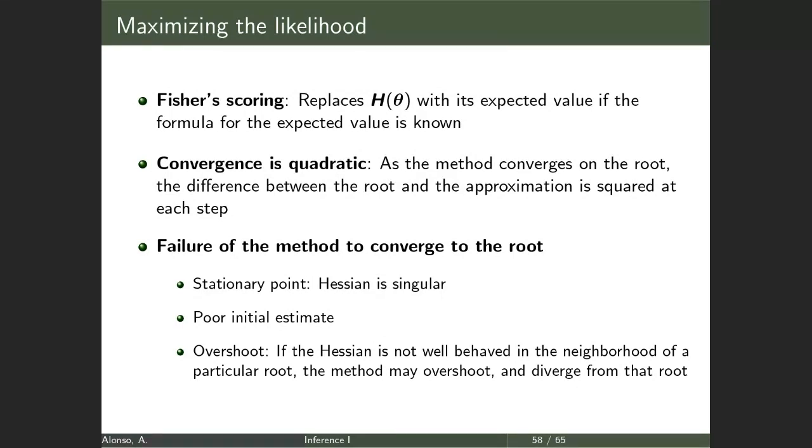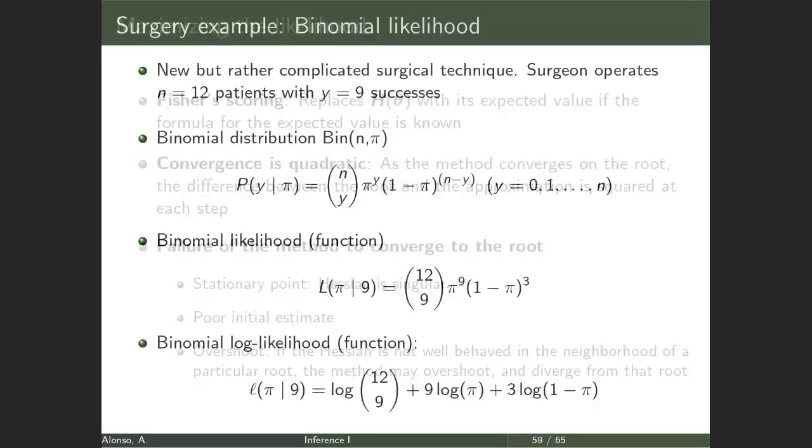It may also get into trouble if you give a poor initial estimate, because you need to start with one value, one theta. And once you give me one theta, the algorithm starts iterating and it converges to the truth. Now, if you start very far from the root of the equation, then you may get into trouble. And if the Hessian is not well behaved in the neighborhood of a particular root, then of course the method may also diverge. So there are some situations in which you may fail to get convergence. But in general, the Newton-Raphson algorithm is a very good algorithm.